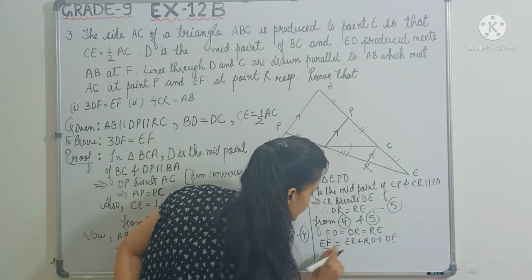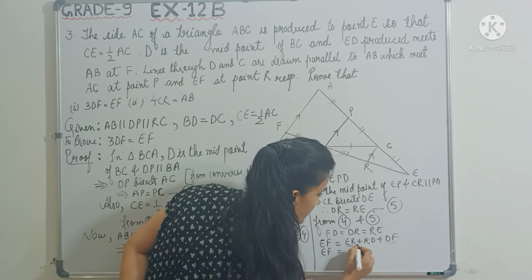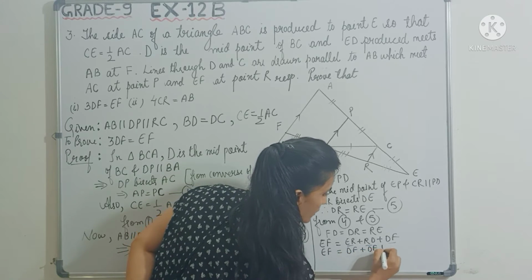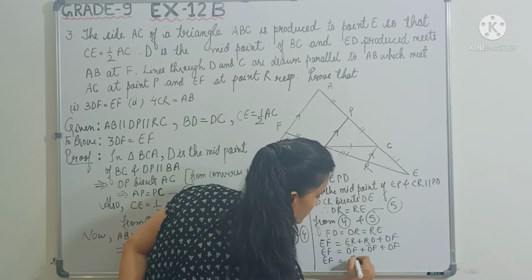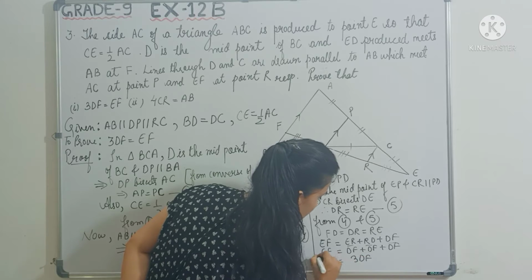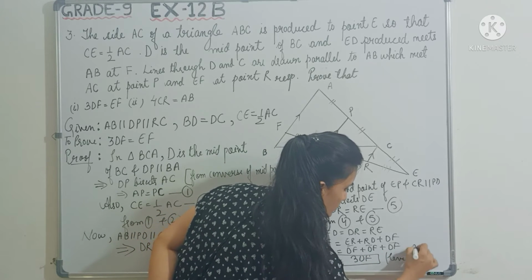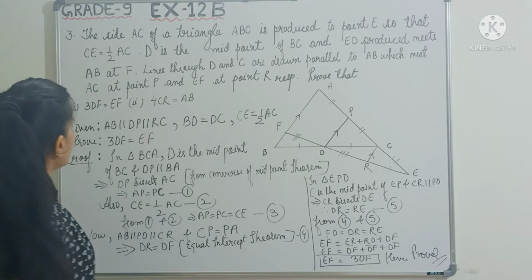So here, write down EF is equal to, replace these two with DF, so you will get DF plus DF plus DF. So EF is equal to 3DF, and this is what you have to prove. So hence proved. So I hope it is clear to everyone, right?